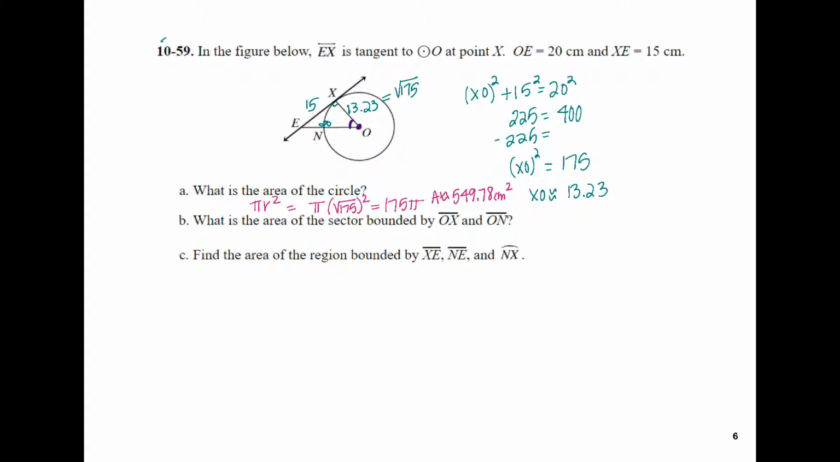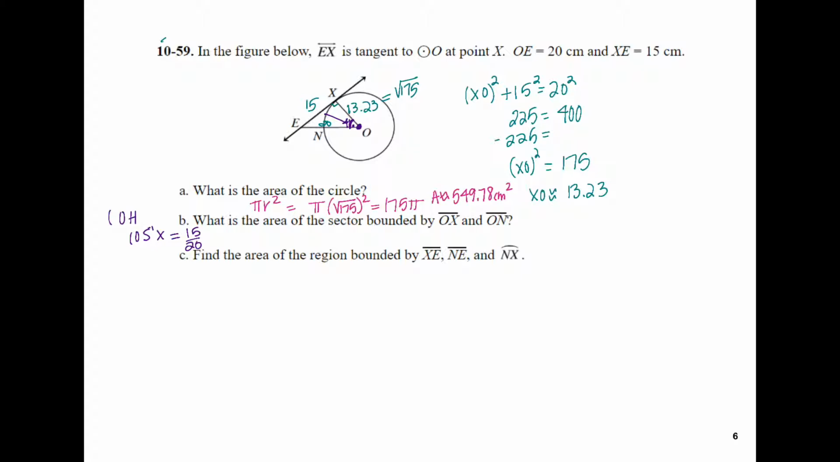I'm going to take the adjacent over my hypotenuse. That is cosine. So the cosine of x, or the angle I'm looking for, is equal to 15 over 20. I'm going to use my inverse cosine. So my cosine to the negative first power tells me that my angle is approximately 41.409 degrees.